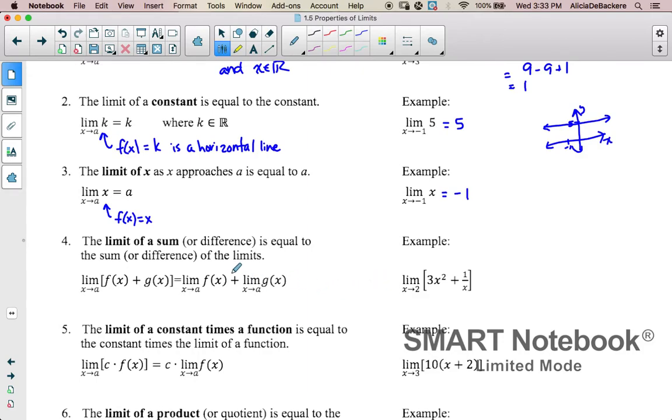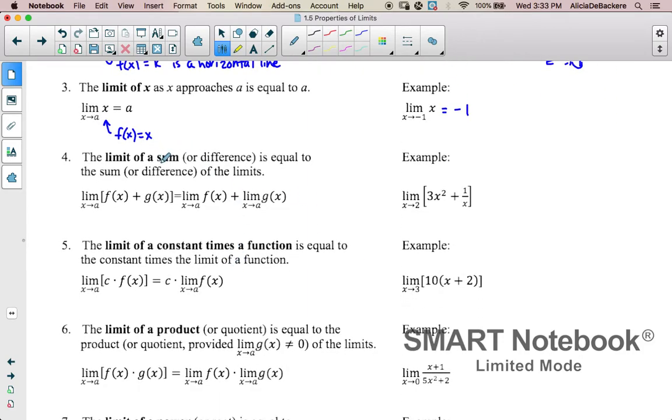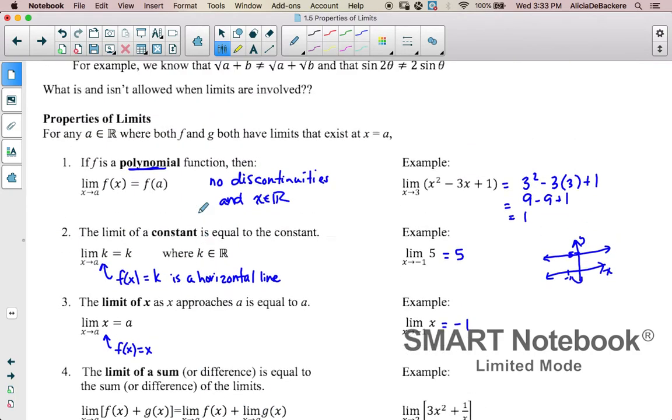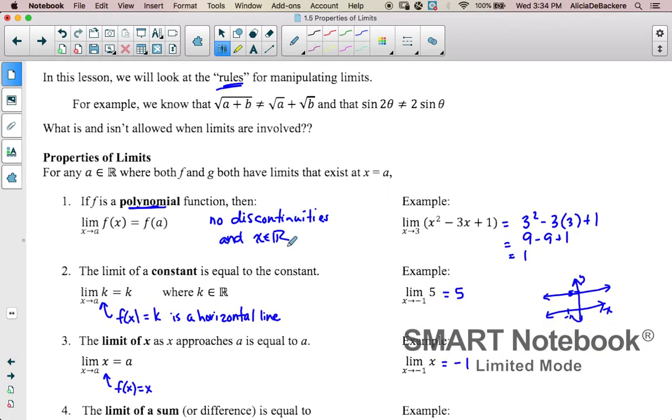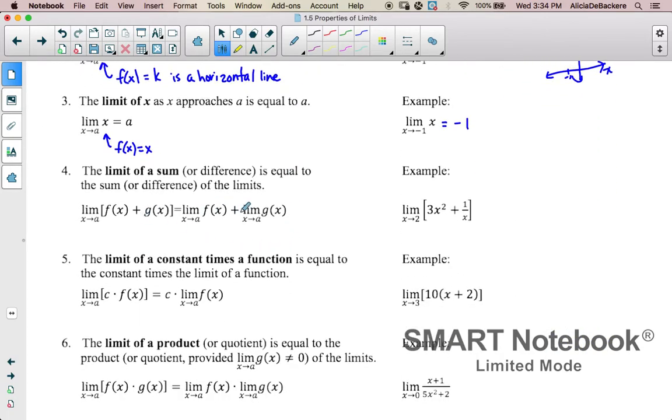All right, number 4, the limit of a sum is equal to the sum of the limits. So here I'm taking the limit of an addition, and we're saying that's the same as taking the limit of the first thing, the limit of the second thing, and then adding those two answers together. So it doesn't matter what order I do. Remember that up here in my example for radicals, that's not true. If I'm taking the square root of the sum, that is not the same as the sum of the two radicals. So that's against the rules for radicals, but it's okay for limits.